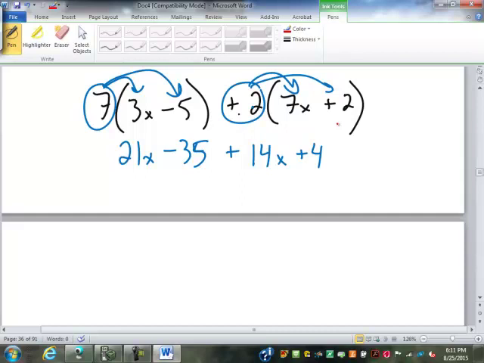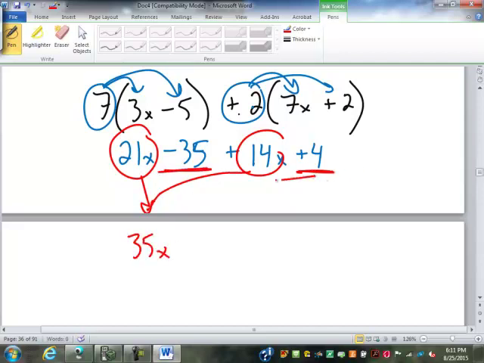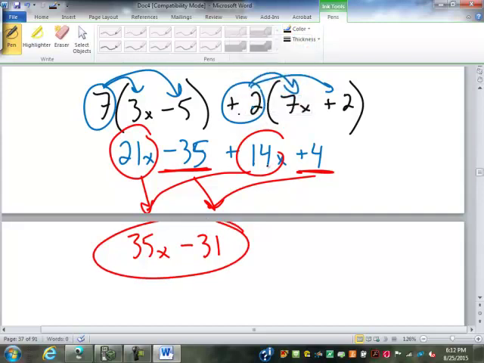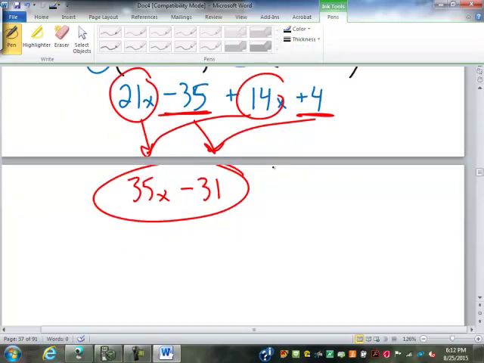We're combining like terms. 21x and 14x combined to make 35x. Negative 35 and a positive 4 make negative 31. Any questions so far?